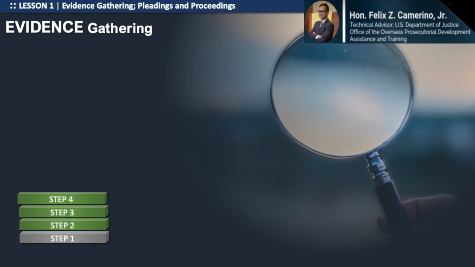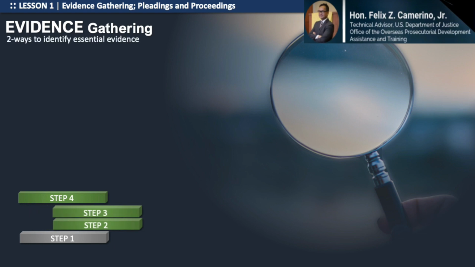Okay, so since we're done with step 1, although we will revisit it shortly and just do a little bit of review, let's now focus on step 2 and step 3. In step 2 we said that we were going to identify essential evidence, and in step 3 the activity involved gathering and preserving the evidence we've identified in step 2. All right, so we'll talk about step 4 later, but let's focus first on step 2 and 3, and we're going to talk about them at the same time.